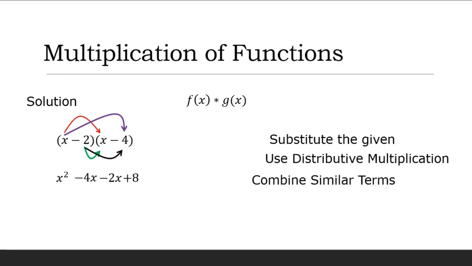After which, you need to combine all similar terms to simplify our product. So, in this example, you should combine negative 4x and negative 2x, which becomes negative 6x. So that's how you multiply functions. Even a function with, let's say, 4, 5, 6, or 7 terms, you need to multiply each term of it to the terms of another function.